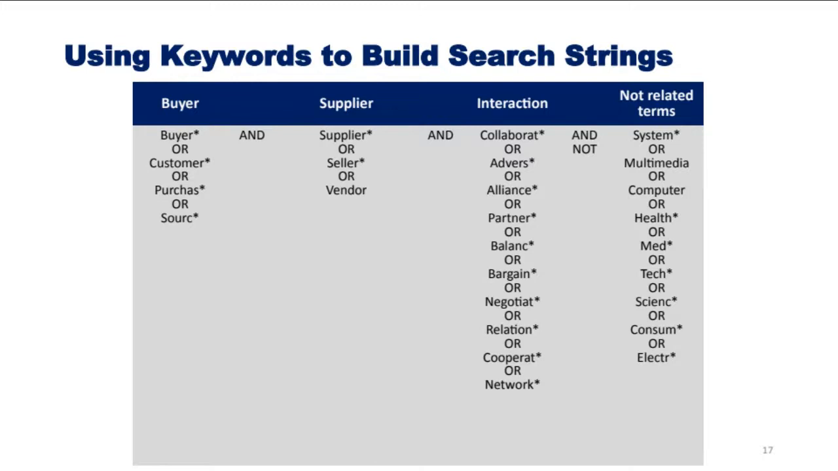Bargaining can be happening between two companies. It can be negotiations. It could be relationship they have, or cooperation, or they can be working in a network. So these are keywords which are generally found from the literature. That's basically what we call the words with similar meanings or synonyms. So then only those articles will appear in front of you which have met the first condition, then they have met the second condition, and third one, they have met the third condition.